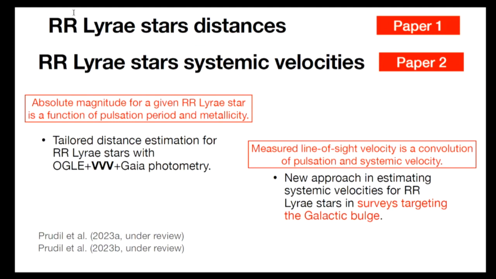And these new period luminosity relations that we have give us not just estimates of the absolute magnitudes, but also a good handle on the errors. We have covariance matrices for all of our relations.